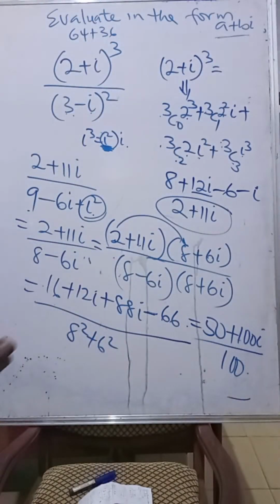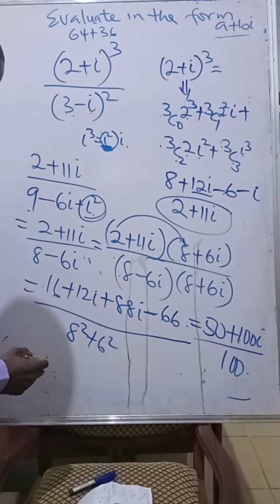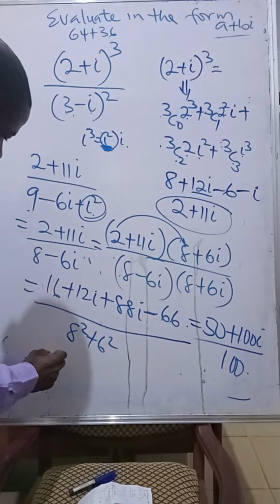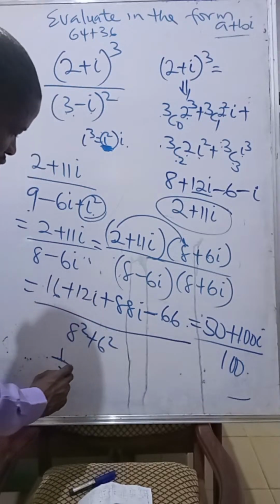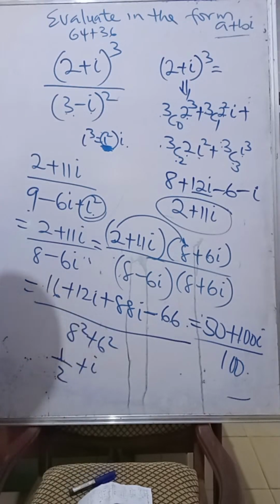So that will give us 50 over 100, that's 1 over 2, and then plus what? Plus i. So 1 over 2 plus i. Okay, 1 over 2 plus i. So that's the answer for that question.